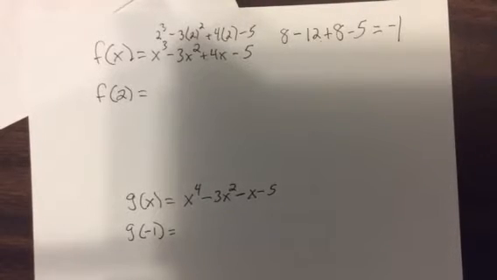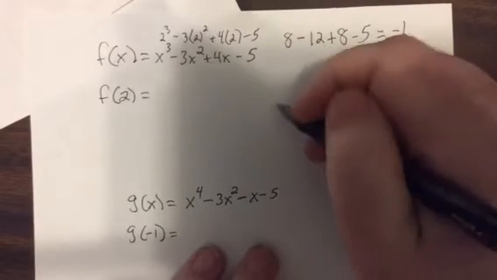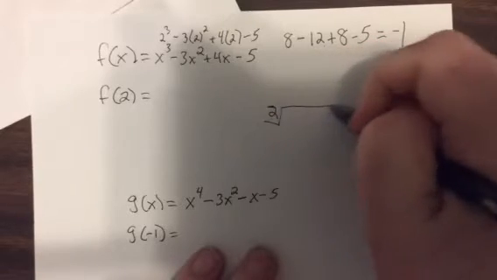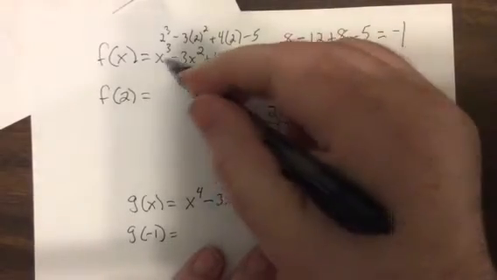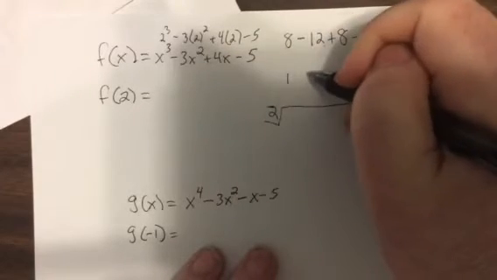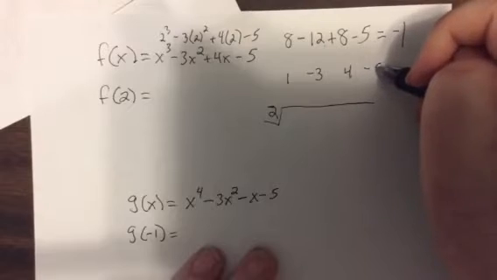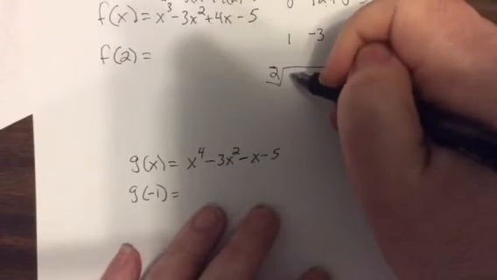Well, there's another way of doing this called synthetic substitution. It's just doing synthetic division, but with the number you want to see when you put it in. So there's 2. Let's do this. It'd be 1, negative 3, 4, negative 5. So bring down the 1.